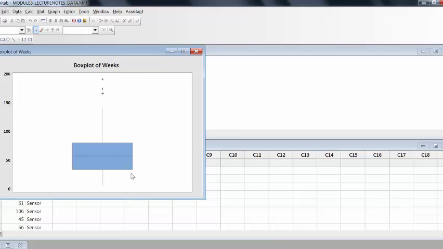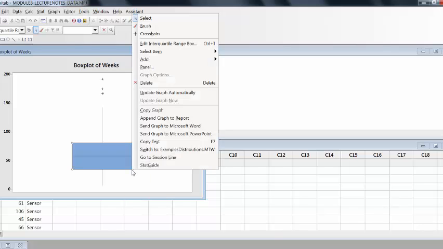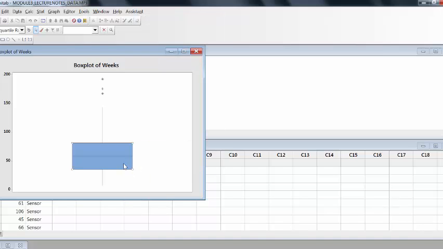It's a box where the bottom is Q1 and the top is Q3, so 25% of data is less than Q1. Let me click on it. It should show us when we click on this. Yeah, there we go. So it shows us quartile 1, quartile 3, and the median. The IQR is the spread between quartile 1 and 3.